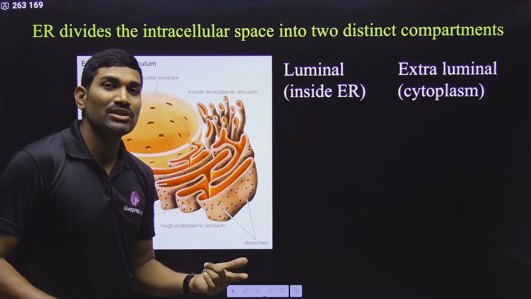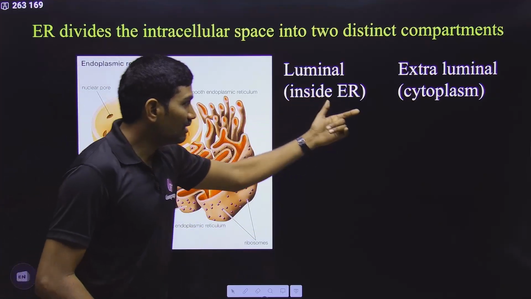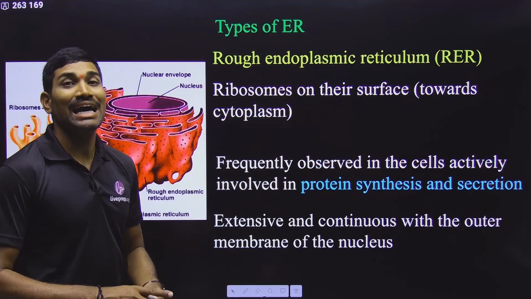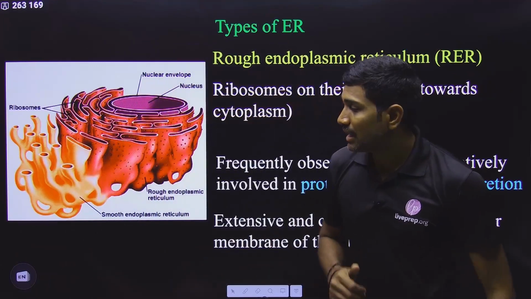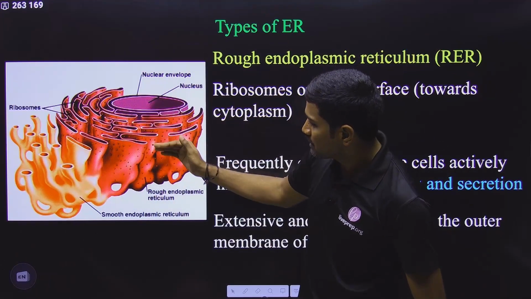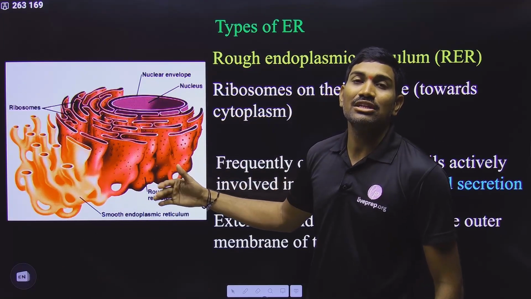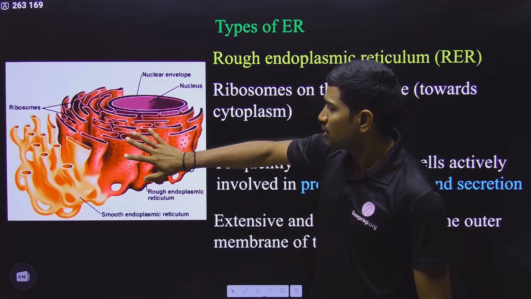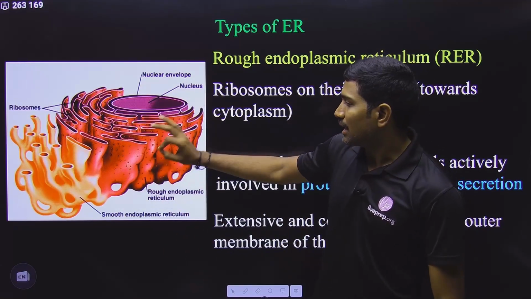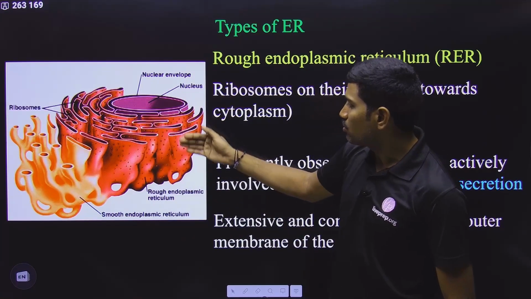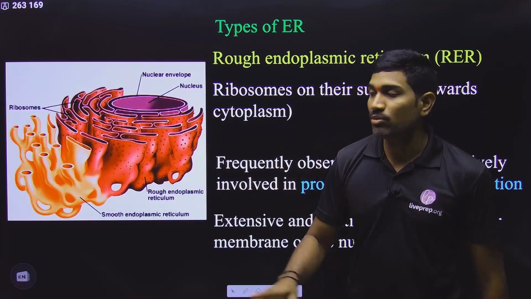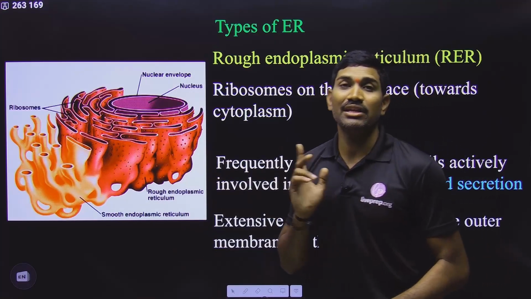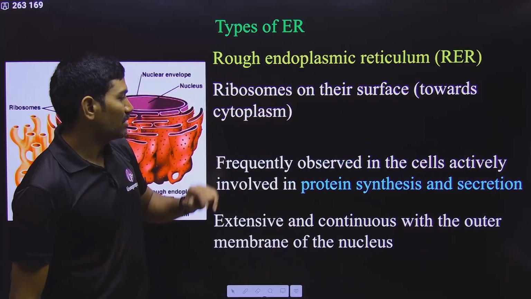Why are we talking about these words? Because immediately we are going into the types of endoplasmic reticulum. Rough endoplasmic reticulum has ribosomes. On which side are they present? Towards the lumen side, or towards the extraluminal side? This is a very important thing. So please remember this. In the case of rough endoplasmic reticulum, ribosomes are present only on the outer side. Outer side means extraluminal side. Extraluminal side is also called the cytoplasmic side. Very important point. Please remember this.